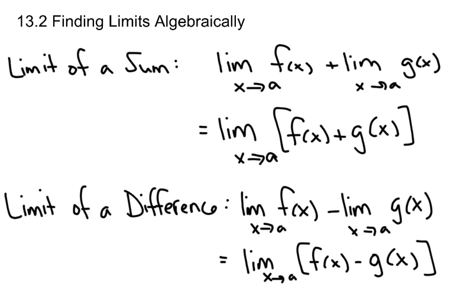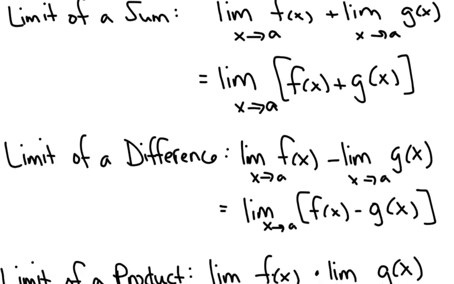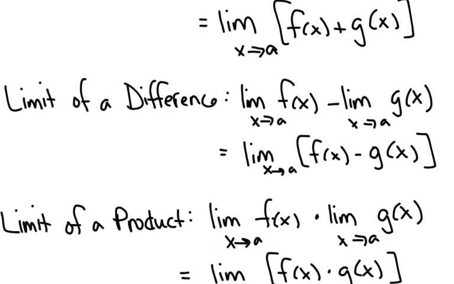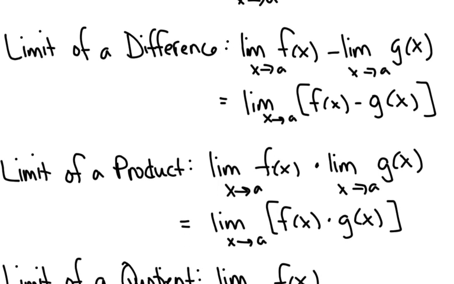The limit of a sum: you can add the limit of two different functions, or you can add the two functions, then find their limit. The way the limit of a difference works, you can subtract the limit of both f of x and g of x, or you can subtract the functions and then find its limit. The limit of a product: you can multiply the two limits, or you can multiply the two functions, then find its limit.